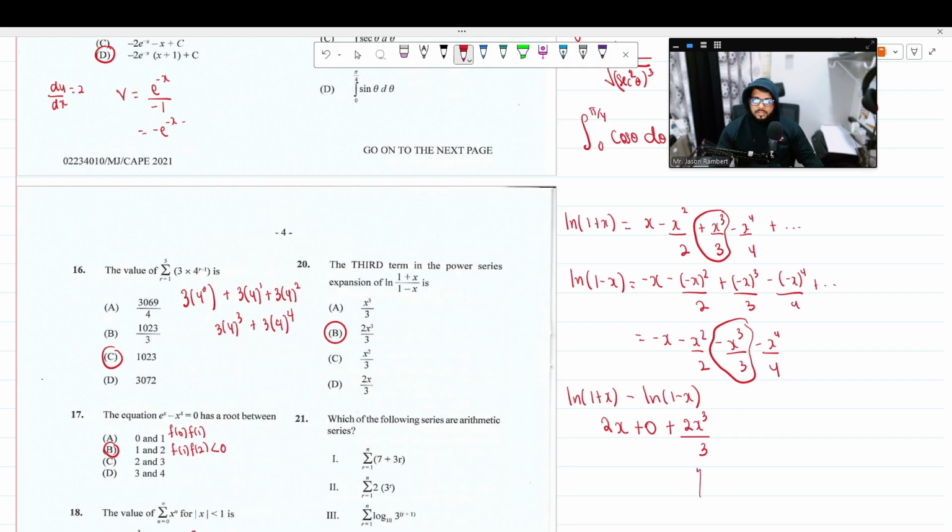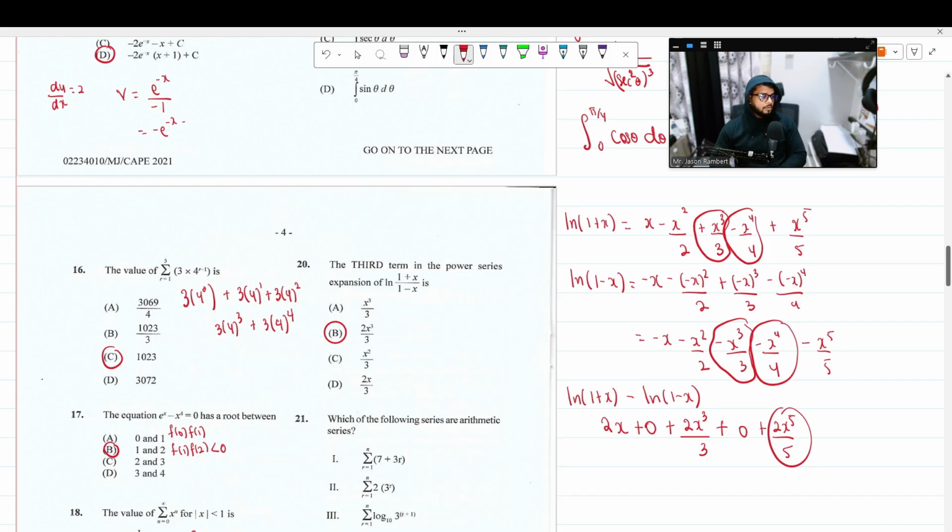Technically, this is the second term. If we want to go to the third non-zero term, plus x to the power 4, take away minus x to the power 4, that's going to be 0. We will have to go to the x to the power 5 now. We got a plus x to the power 5 on 5, and this is going to be minus x to the power 5 on 5. So we'll get plus 2x to the power 5 on 5. Technically, this is the third term. Cool?